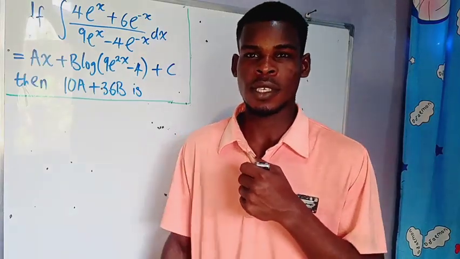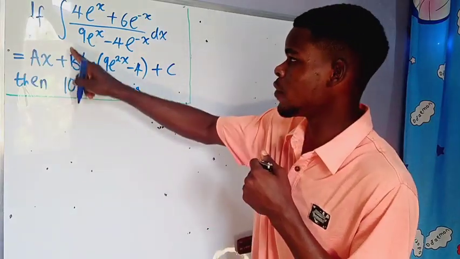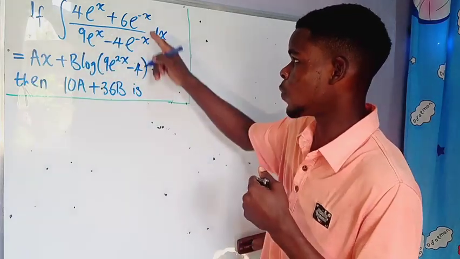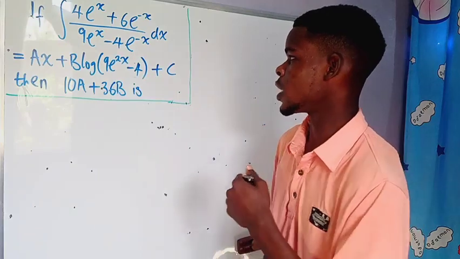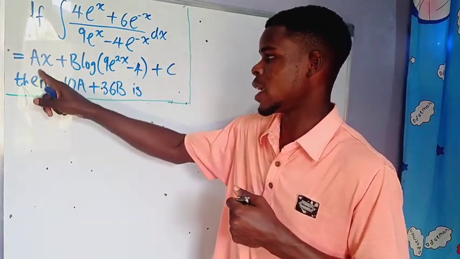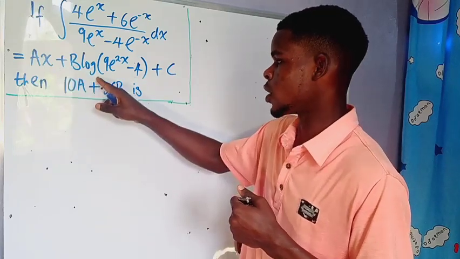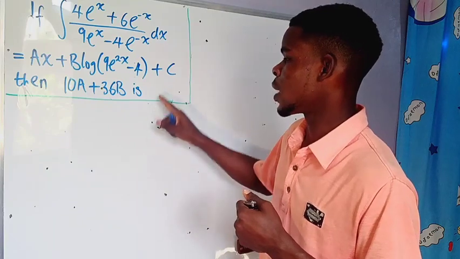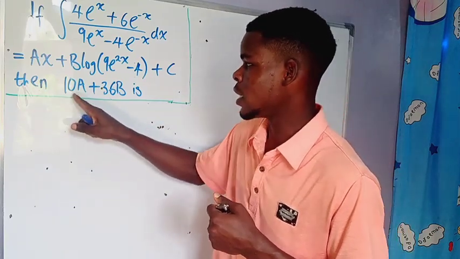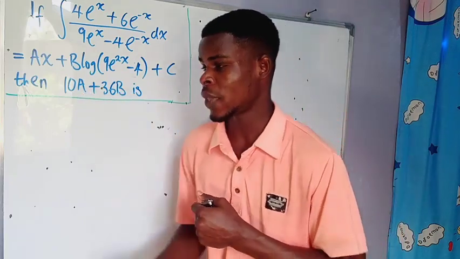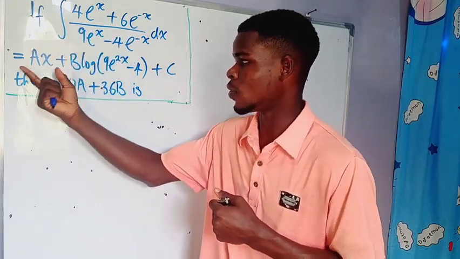Now in this video, I want to answer this question: if we have this integral of (4e^x + 6e^(-x)) divided by (9e^x - 4e^(-x)) with respect to x, which equals ax + b times the logarithm of (9e^(2x) - 4) plus c, then we should find 10a + 36b. We should evaluate this value given that the integral is of this form.